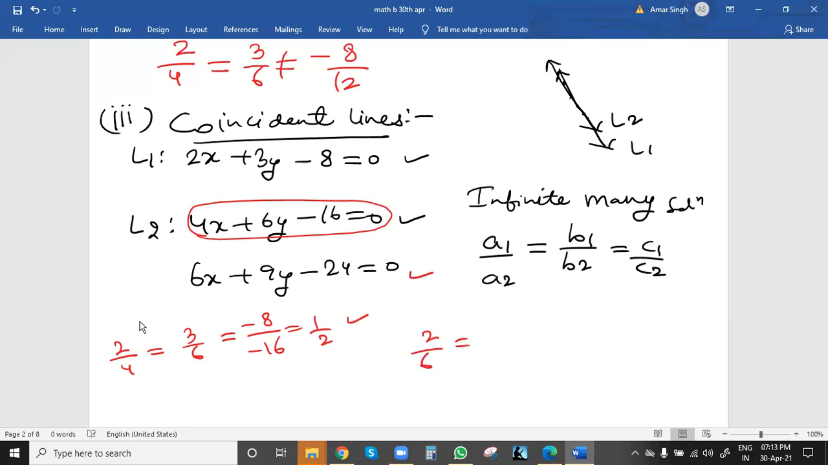2 by 6 is 1 by 3, 3 by 9 is 1 by 3, and minus 8 by minus 24 is also 1 by 3. That means correct, and all the values are equal, so the coincident lines condition is satisfied. So many equations will come. You can multiply by 3, minus 3, 4, minus 4, 5, and so many equations we will get, and all are correct answers.